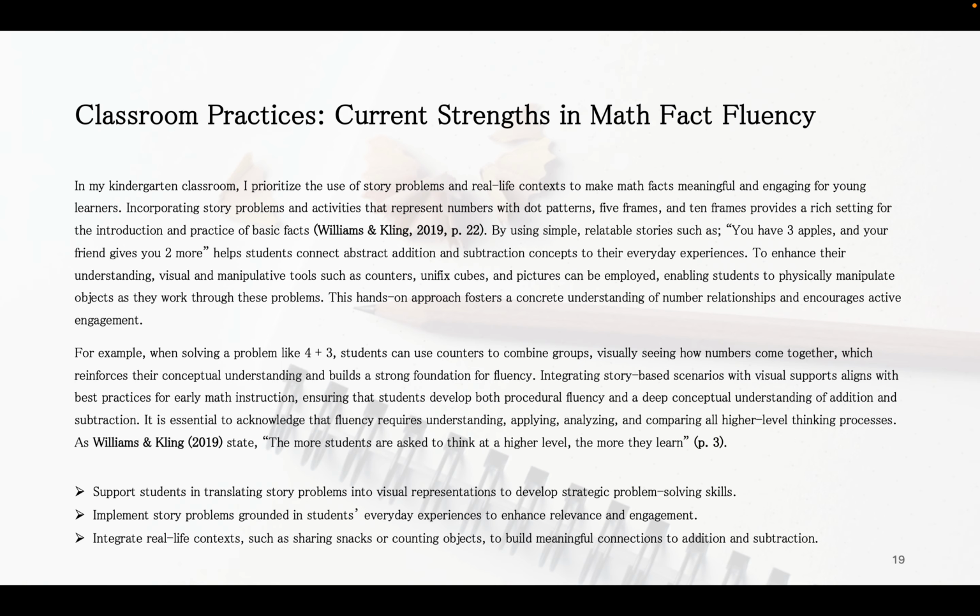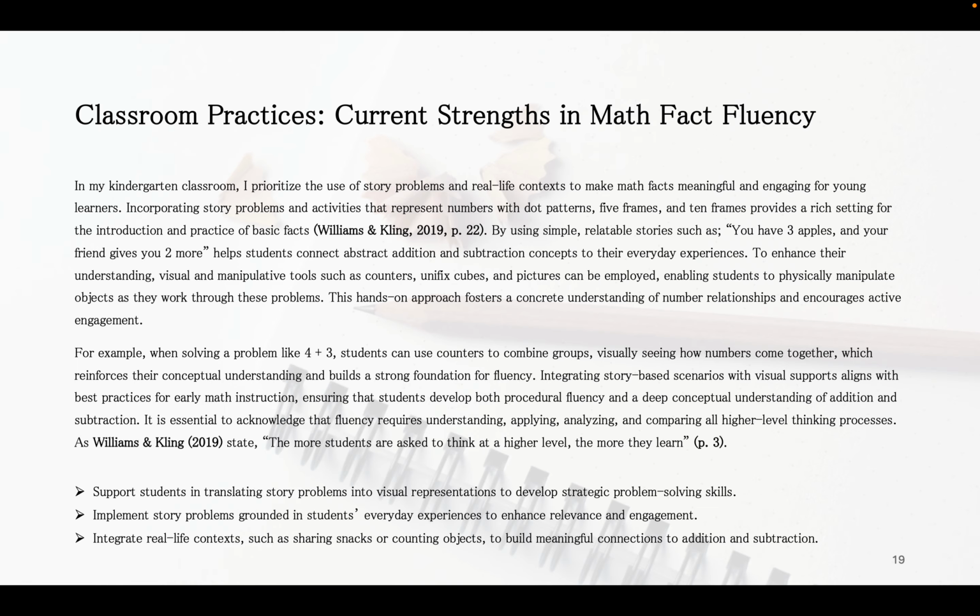Using simple and relatable stories such as, you have 3 apples and your friend gives you 2 more, really helps students connect abstract addition and subtraction concepts to their everyday experiences, and it enhances their understanding. Visually, the way that they manipulate tools such as counters, unifix cubes, and pictures can really be employed, enabling my students to physically manipulate objects as they work through these problems. This hands-on approach really fosters a concrete understanding of number relationships and encourages active engagement.